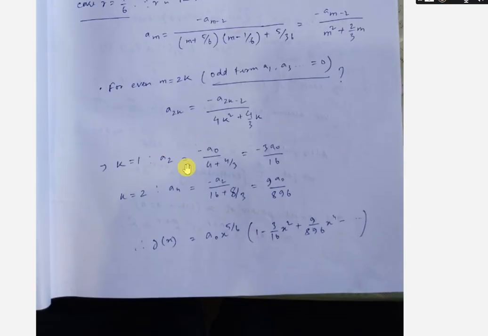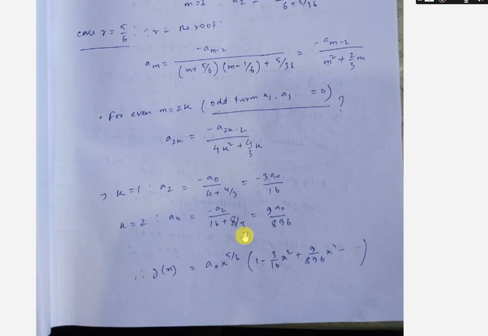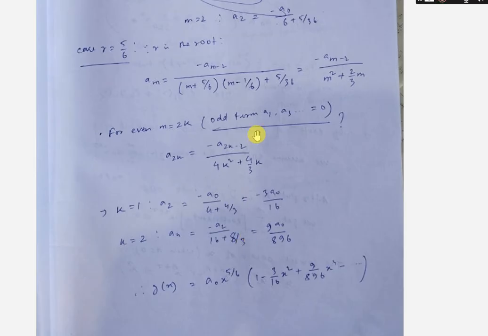And for k is equal to 1, we can find a2 in terms of a naught. We can find the solution. So this is one Frobenius solution. If we use the root r is equal to 5 by 6 in this equation, then we will get this value. So this is the first solution using the Frobenius method.